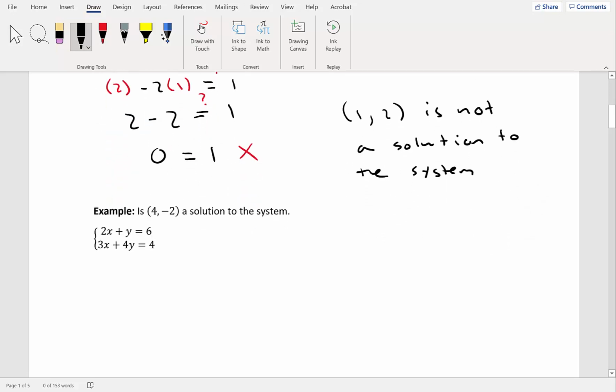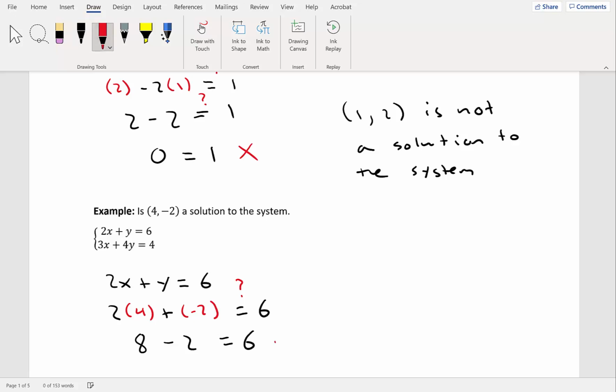Let's try this next problem out. So is (4, -2) a solution to the system? So let's go ahead and check the first equation. So we have 2 times, and our x value here is 4, and we have plus, and then our y is -2. We want to see if this is equal to 6. We want to see if this is true. So 2 times 4 gives us 8, and we have -2. So 8 minus 2 does give us 6, so it makes the first equation true, but that doesn't mean it's a solution to the whole system yet. We still have to check the second equation.